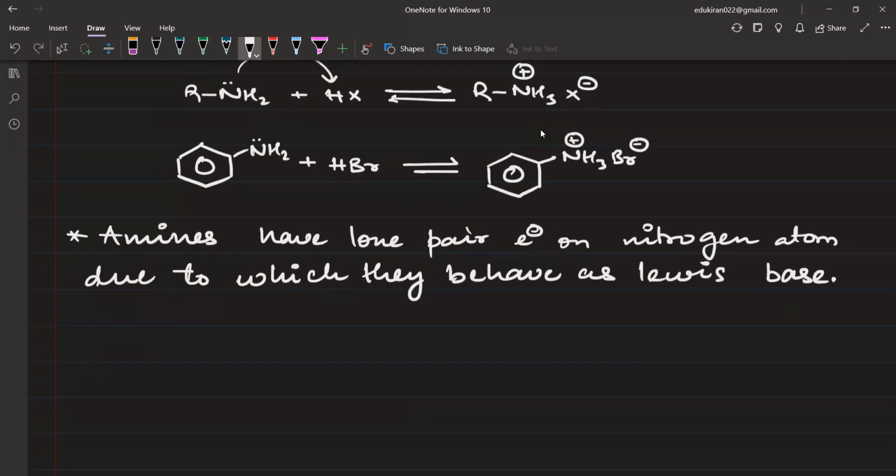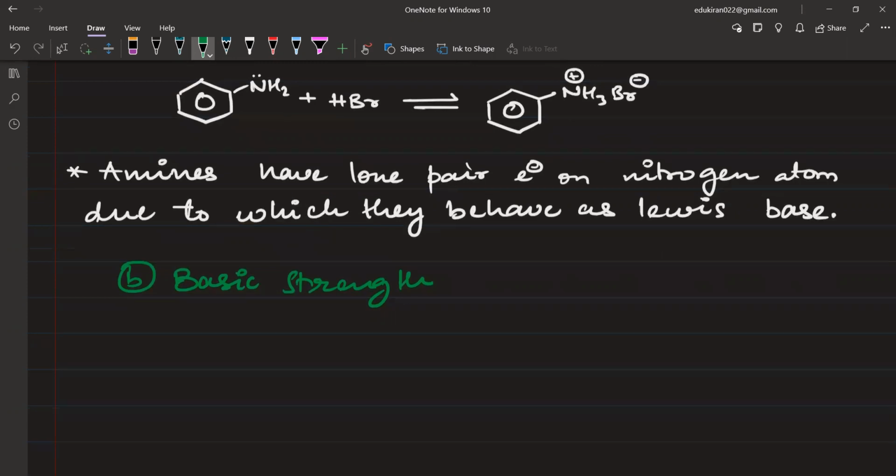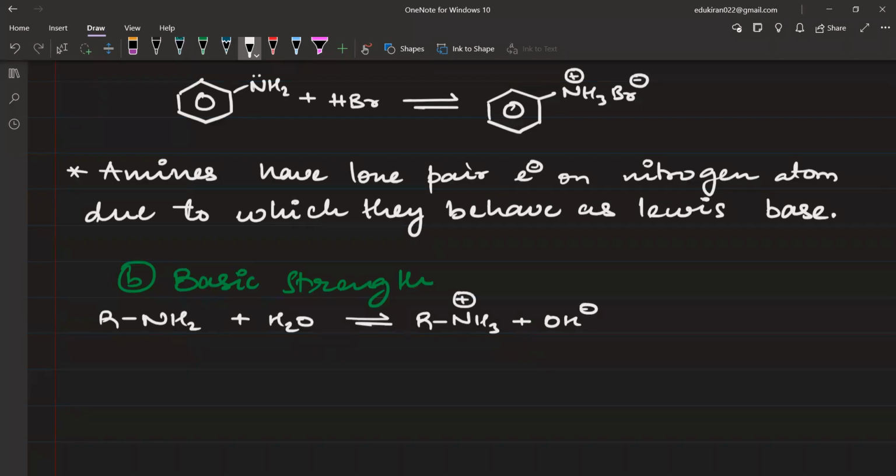In the B part, we will look at the basic strength. How do we calculate the basic strength? We calculate the basic strength by looking at the equilibrium when we have amines in water. So RNH2 plus H2O is going to give me RNH3 positive, and there will be OH negative in the water.